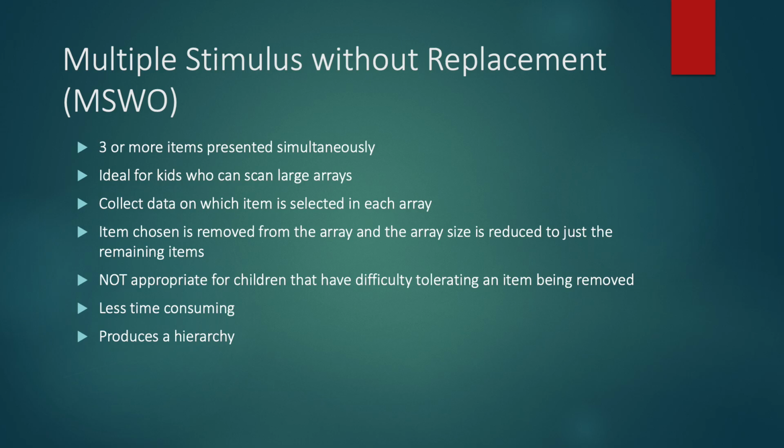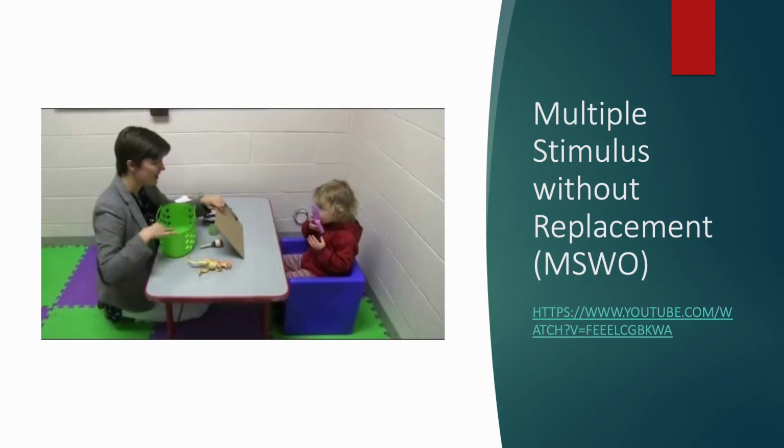I would say that this is one of the faster preference assessments to conduct. It's not very time consuming, and it produces a great hierarchy because most of the time they're selecting a new item to interact with. So you get a pretty good hierarchy of preferred items and least preferred items. Now let's look at a video of the multiple stimulus without replacement preference assessment.